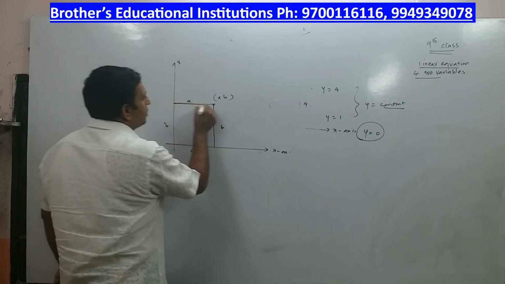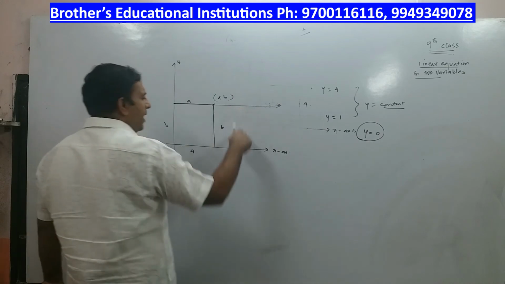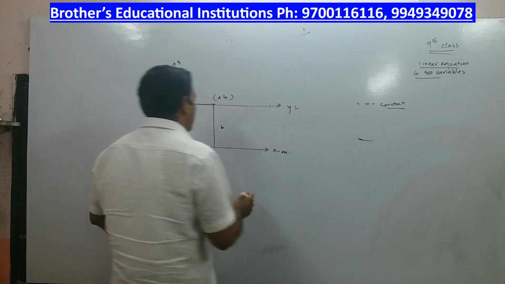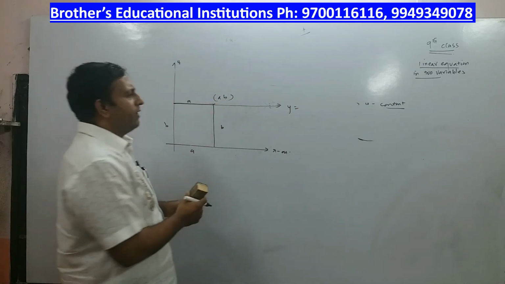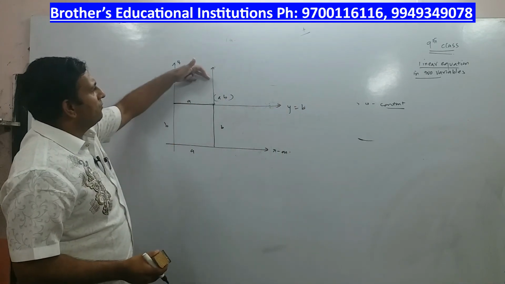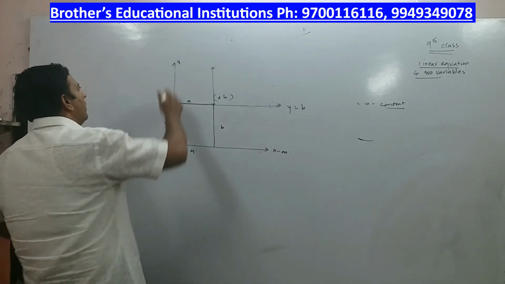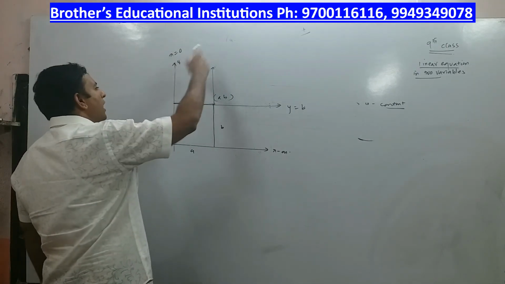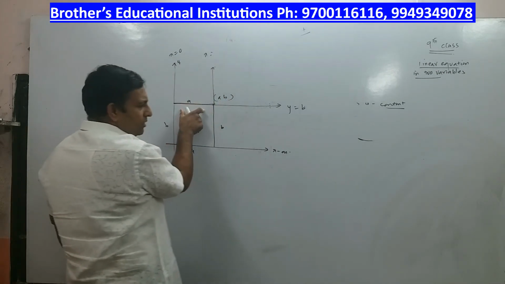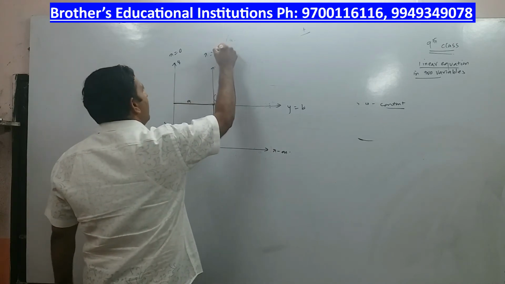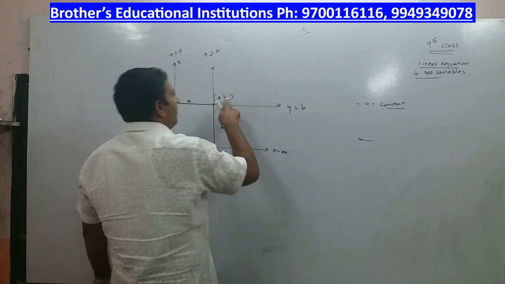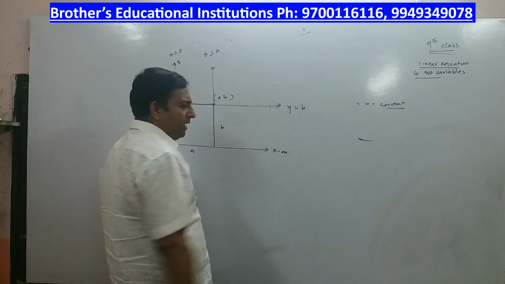Now, how do you find the equation of this line? Since it is parallel to x-axis, the equation of this line will be y is equal to, what is the y coordinate here? b. Similarly, if I ask you what is the equation of this line, it is parallel to y-axis. Equation of y-axis is x is equal to 0, and equation of any line parallel to y-axis is x is equal to constant. What does that constant signify? The distance of this particular line from y-axis, and here it is a. Or you can say x is equal to the x coordinate of that particular point, or y is equal to the y coordinate of that particular point, and you will get that particular equation.